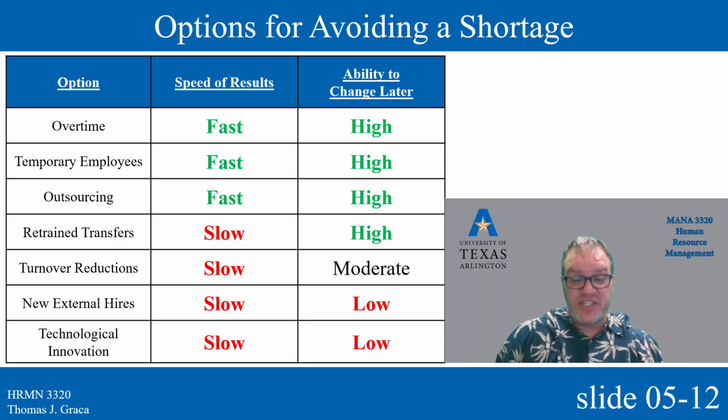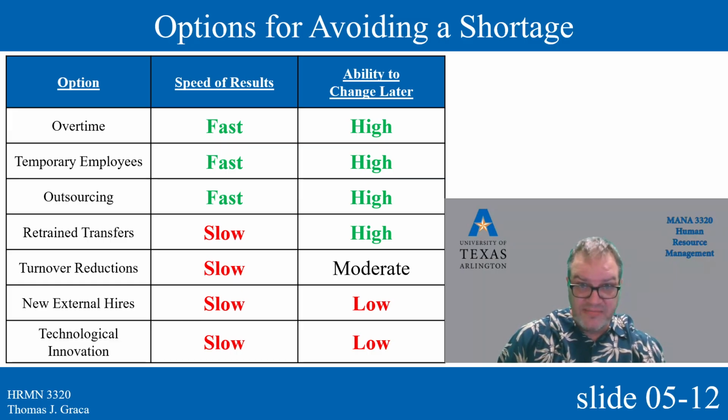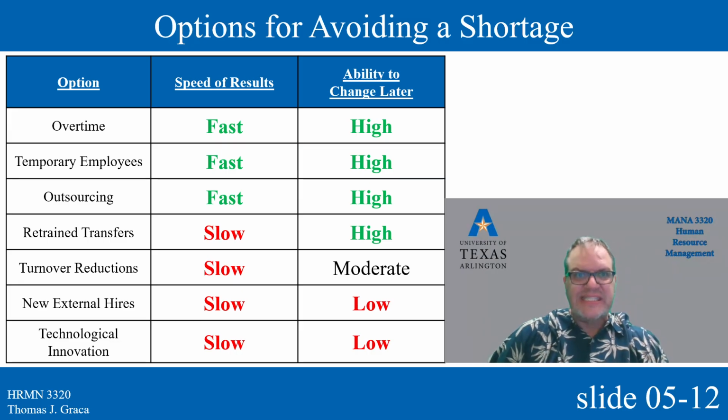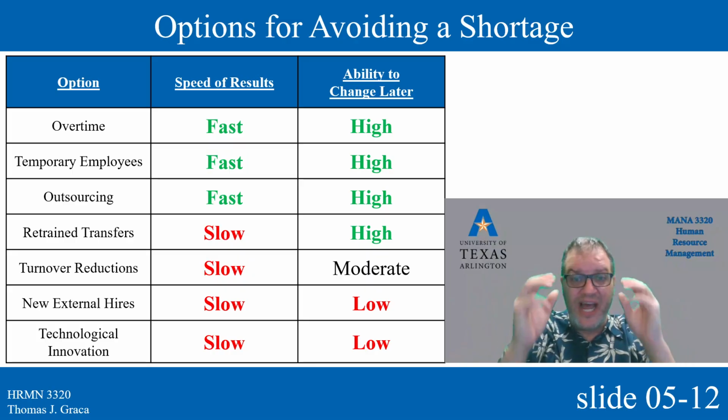And the ability to change down the road is very high. Just because you tell an employee that they have the overtime possibility today doesn't mean that they're going to have the overtime possibility tomorrow, right? So you can get overtime today and then pull it back tomorrow or next week or whenever. Another option for avoiding a shortfall, the use of temporary employees. You can get temporary employees very fast, assuming that you don't need very particular skills, right? If you need the more particular skills you need, the longer it takes to get them in place. And the ability to change later is very high.